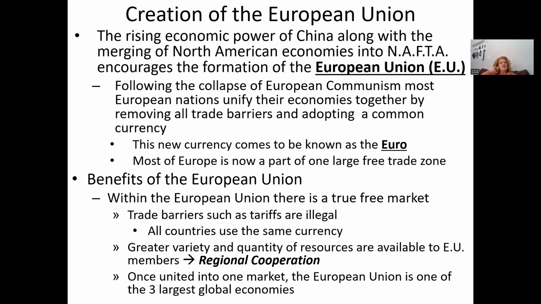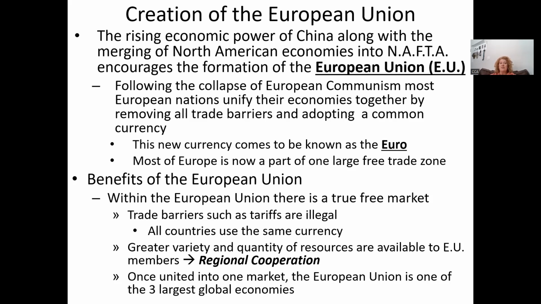So there is the creation of the European Union. I think your question is something like how many nations existed. I don't remember, but when it's created, there's 25 nations, I think. I don't remember exactly what the question was. The rising economic power of China, along with NATO, encourages the formation of the European Union. It's referred to as the EU.